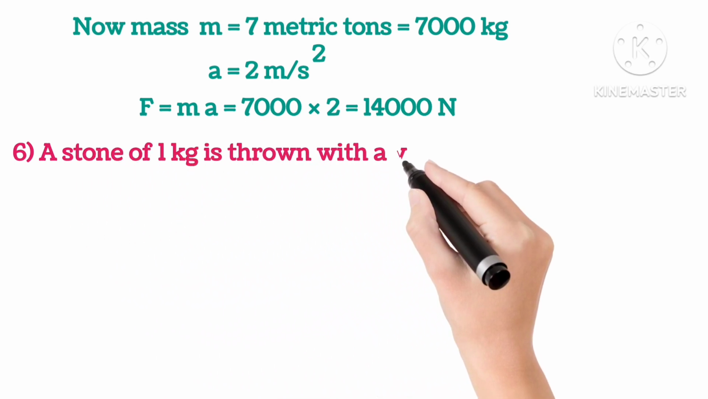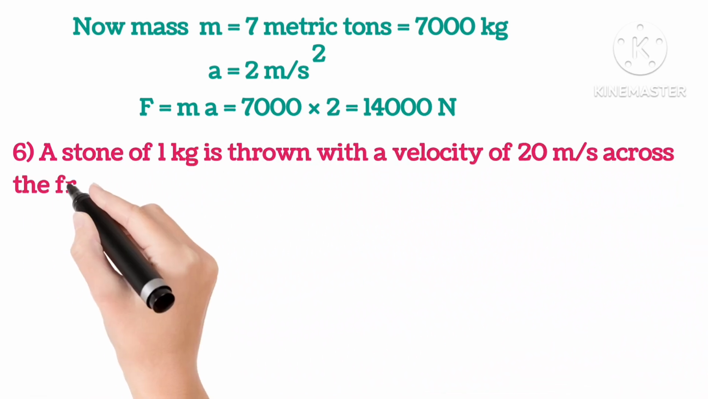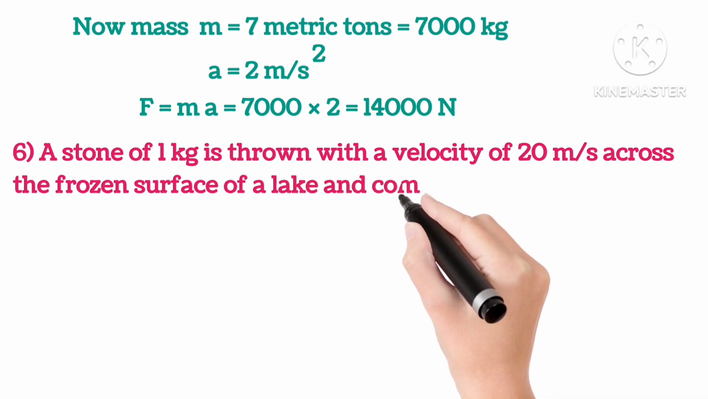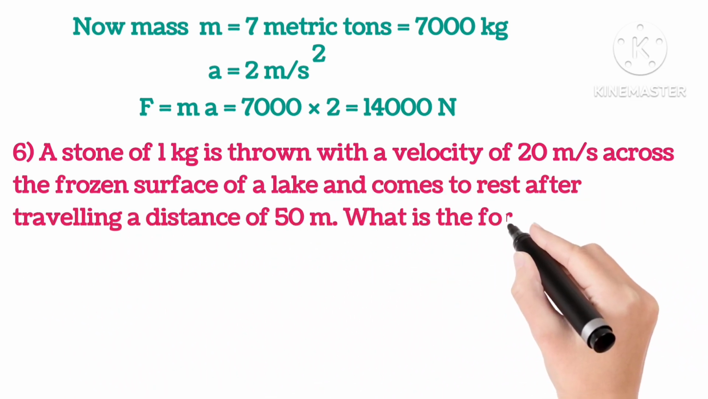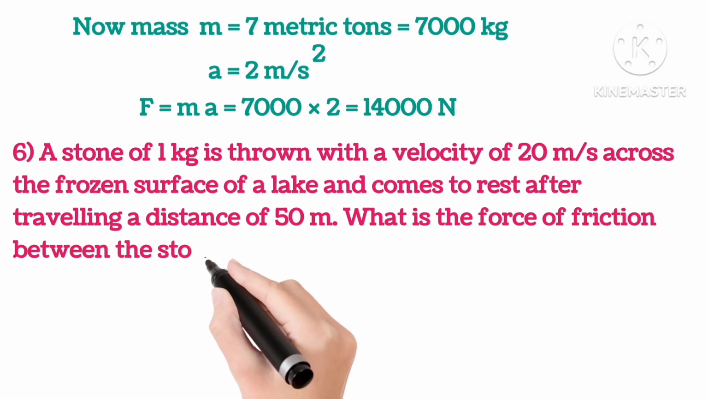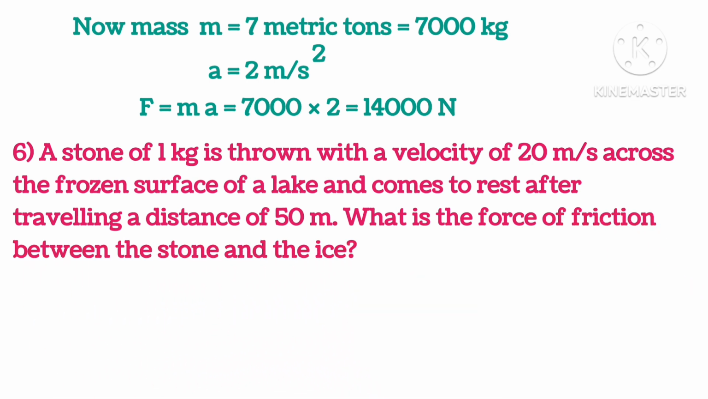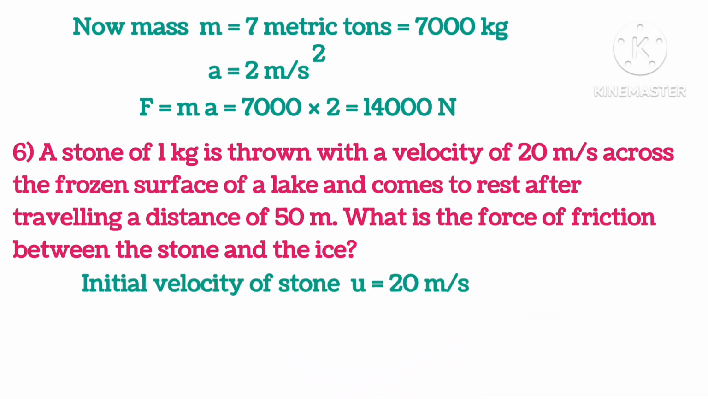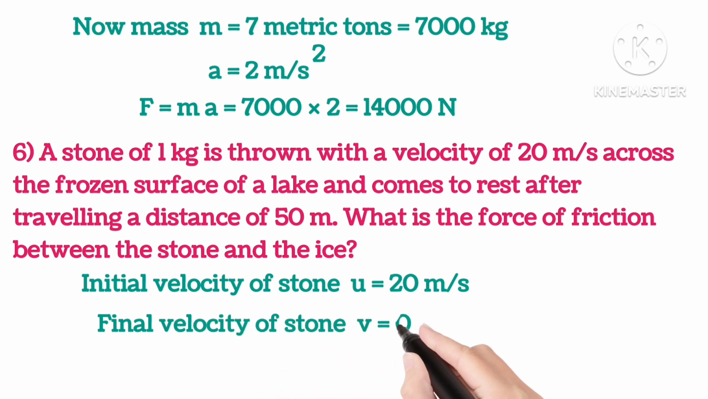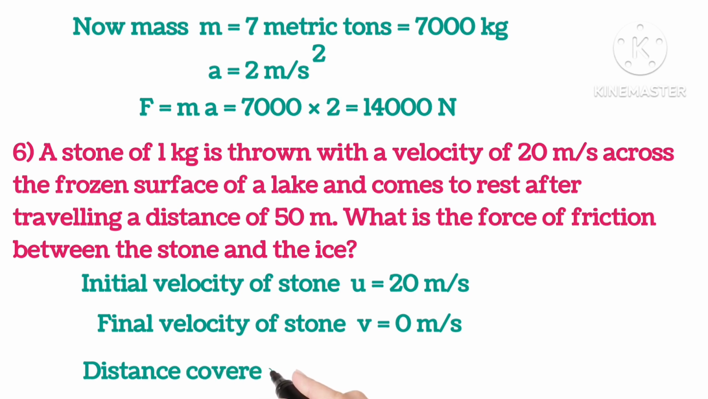A stone of 1 kg is thrown with a velocity of 20 meters per second across the frozen surface of a lake and comes to rest after traveling a distance of 50 meters. What is the force of friction between the stone and the ice? Initial velocity of the stone is 20 meters per second. Final velocity of stone is 0. Distance covered by the stone is 50 meters.